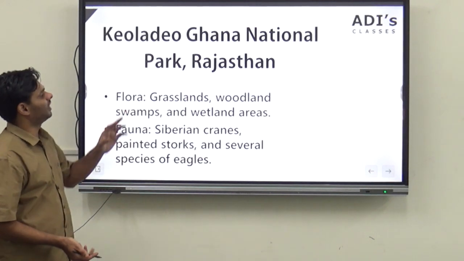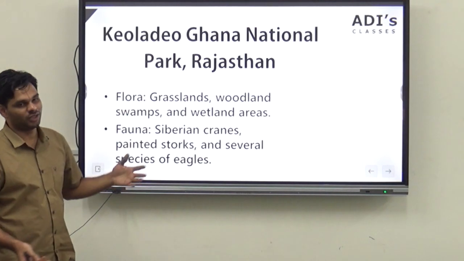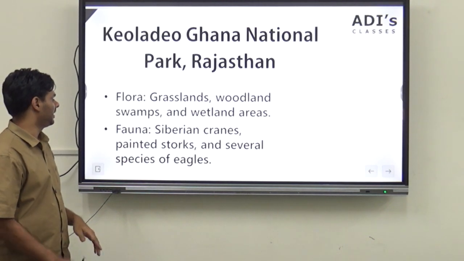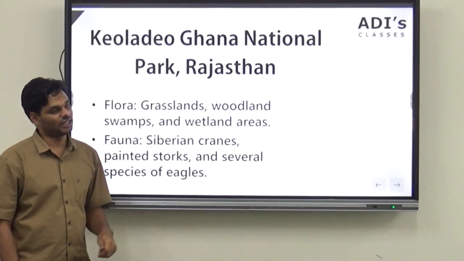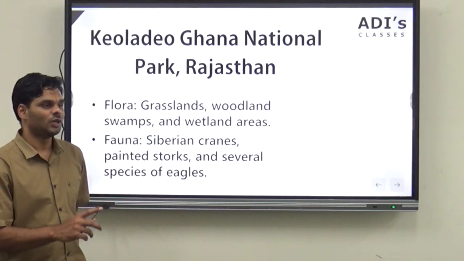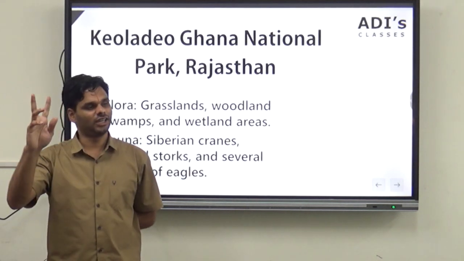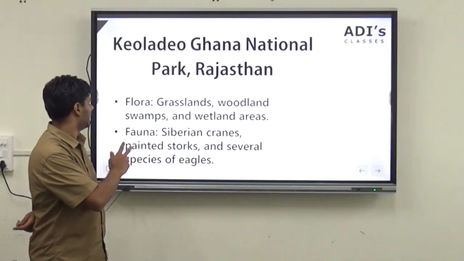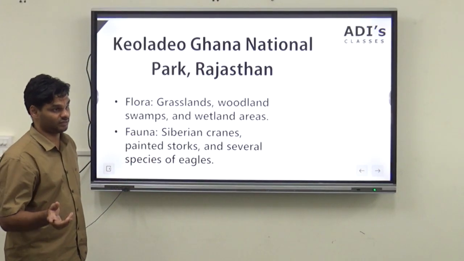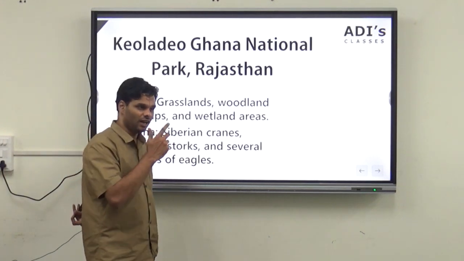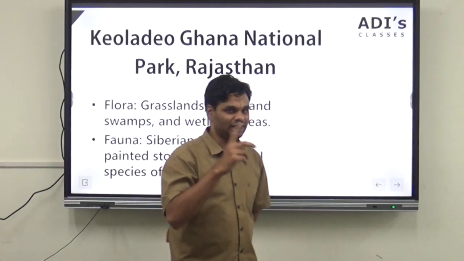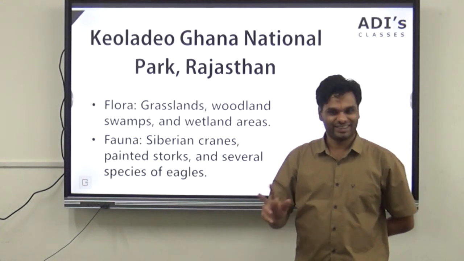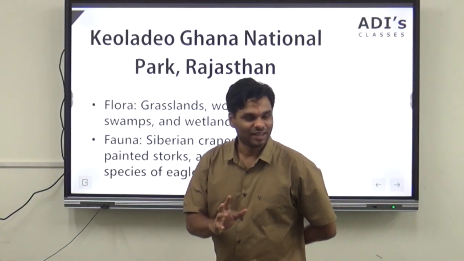Okay, Keoladeo Ghana National Park. I think I've told this 10 times already. So you have grasslands there, woodland swamps, wetland areas. You have all these Siberian cranes, painted storks. Painted storks are very colorful creatures. Again, migratory birds, storks and cranes, and several species of eagles. Have you seen an eagle? The ones you see in Bangalore are not eagles. They are kites. Okay, but have you seen an eagle?